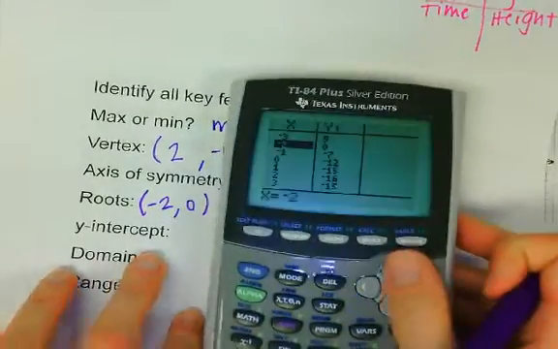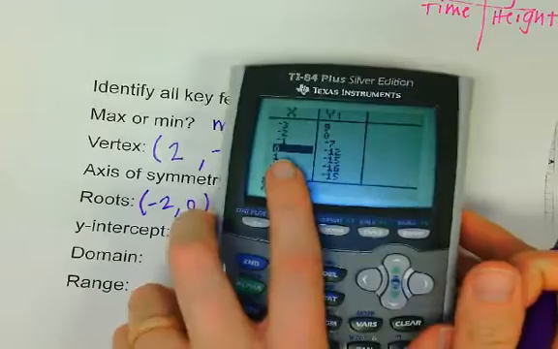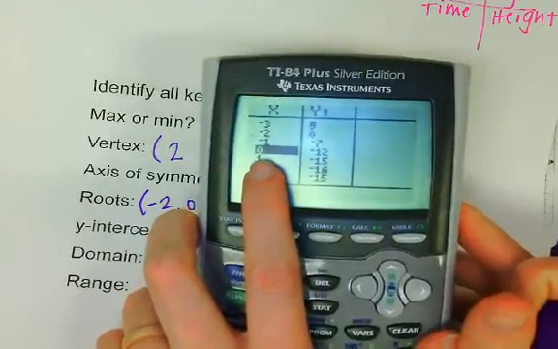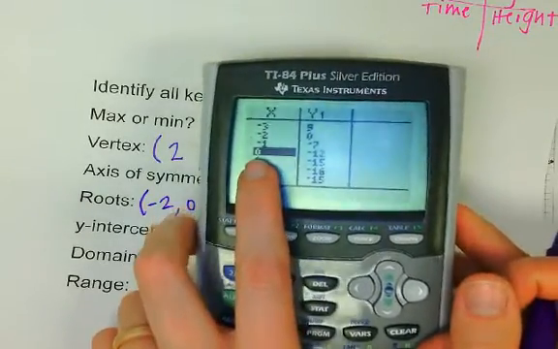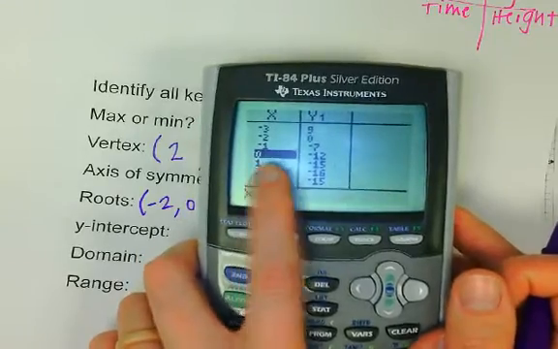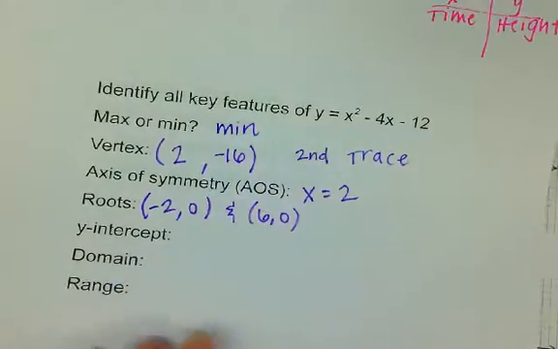And then the y-intercept, remember that is in the table every single time. It has an x value of 0. Every point on the y-axis does. So that's 0, negative 12.